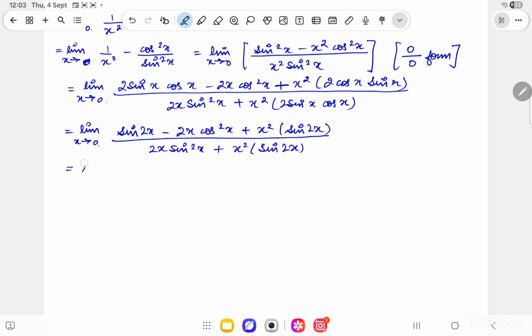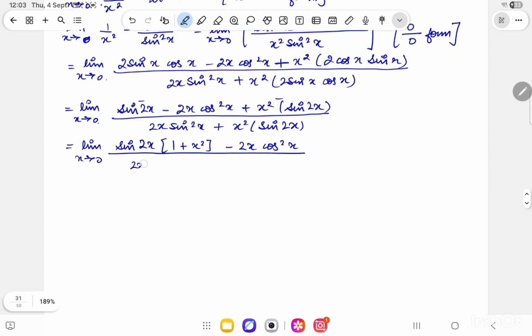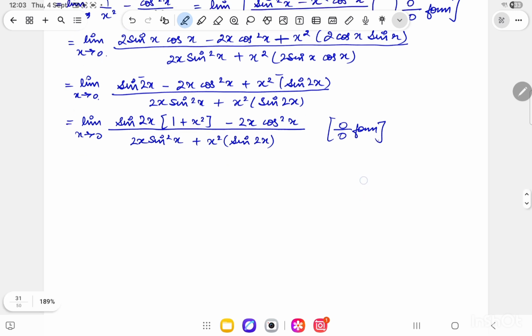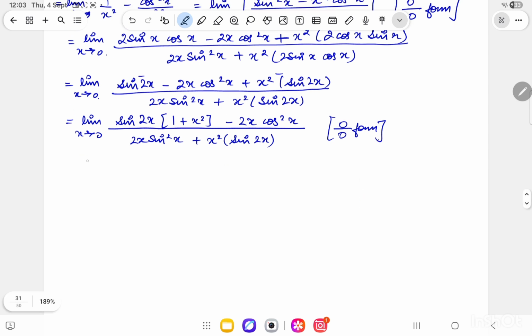So if I simplify it, I can write it as the limit as x approaches 0. I can take sin 2x common from the first and this term. So I'll be getting sin 2x into (1 plus x squared) minus 2x cos squared x, divided by 2x sin squared x plus x squared into sin 2x. Now if I substitute x equals 0 here, again I'll be getting a 0 upon 0 form, which is again an indeterminate form. So let us use L'Hopital's rule again.